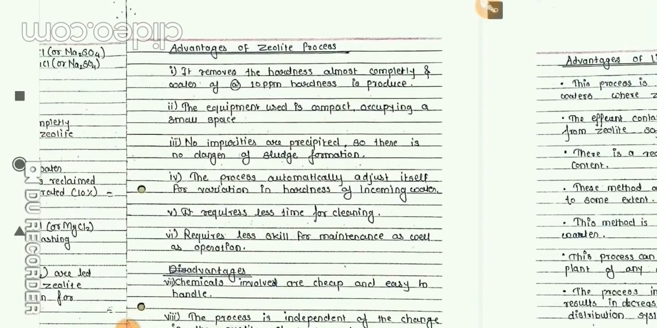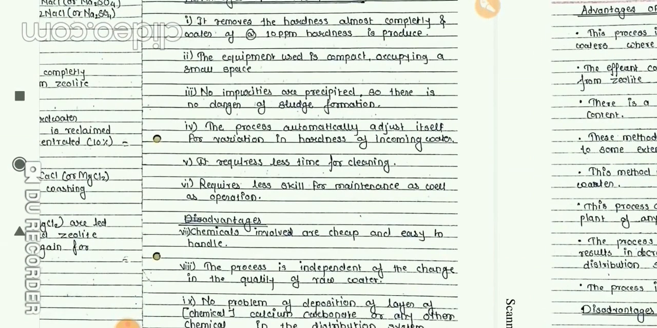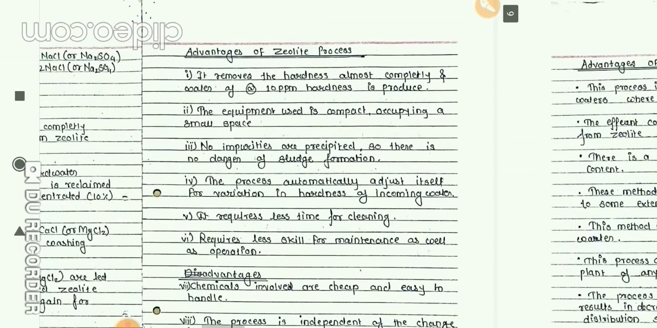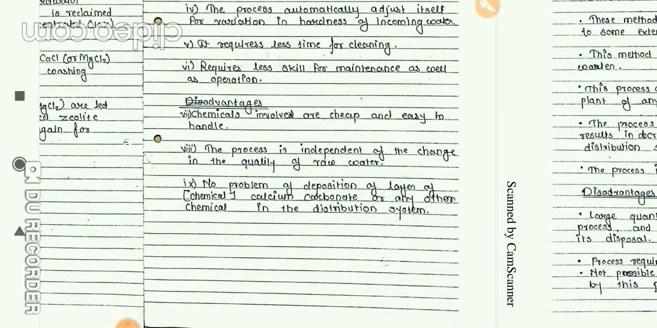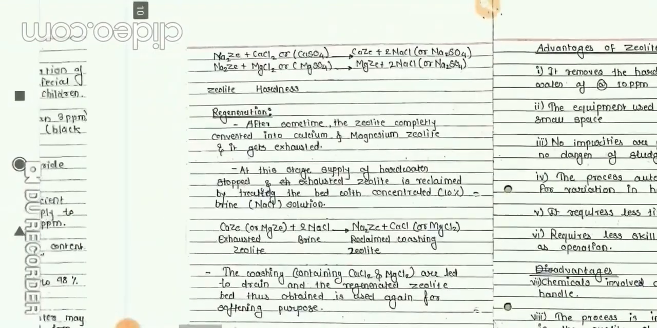These are the advantages: it removes the hardness almost completely, and water of about 10 ppm hardness is produced. These are the common advantages of zeolite. It is widely available and it is cheap.